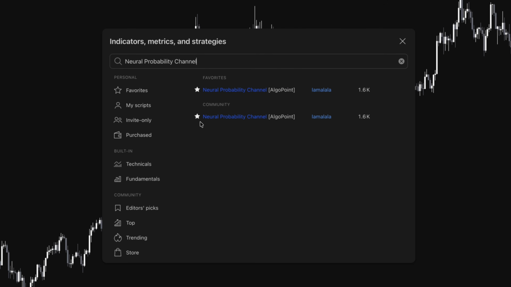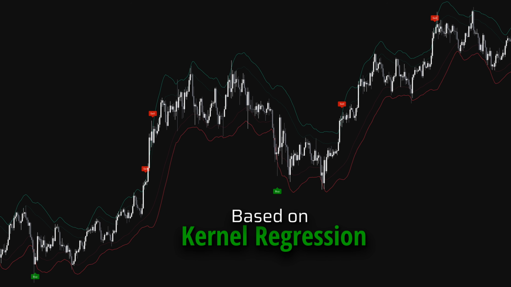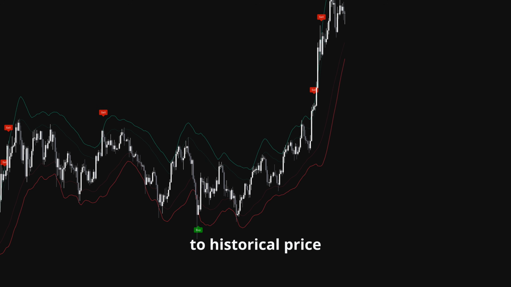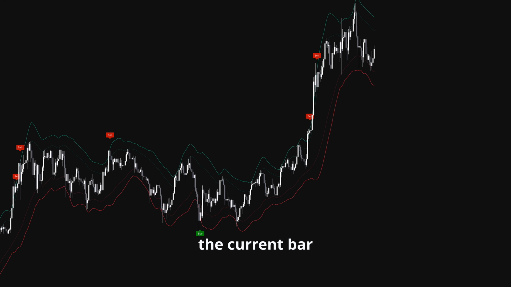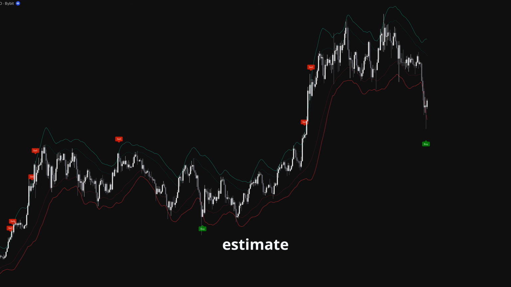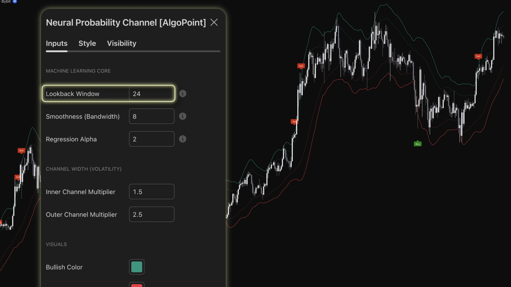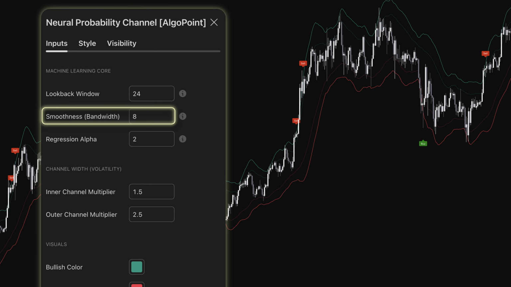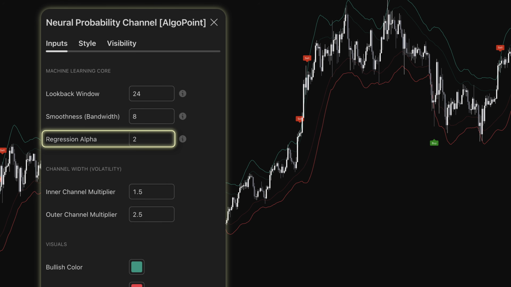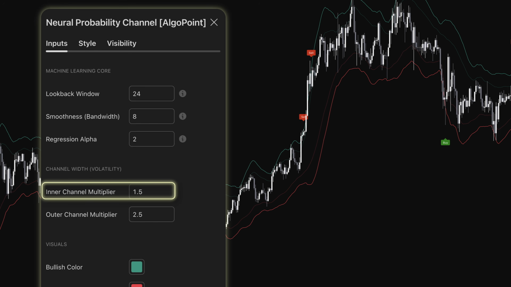Neural Probability Channel. Created through a collaboration between Harmony Algo and AlgoPoint, this indicator applies kernel regression mathematics to price analysis. At its core sits a rational quadratic kernel function that assigns weights to historical price points based on their proximity to the current bar, creating what the authors call a neural baseline, essentially a mathematically smoothed fair value estimate. The kernel engine processes price data through three key parameters: look-back window with a default of 24 bars, bandwidth for smoothness control defaulting to 8.0, and regression alpha set at 2.0 that determines whether the model focuses locally or considers broader context.